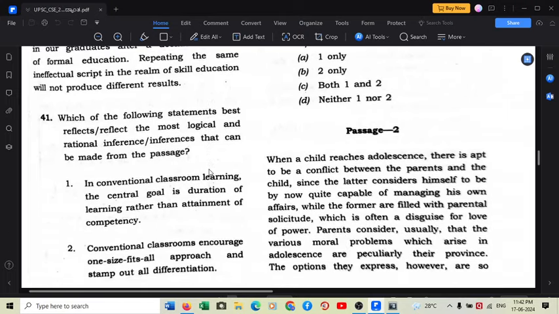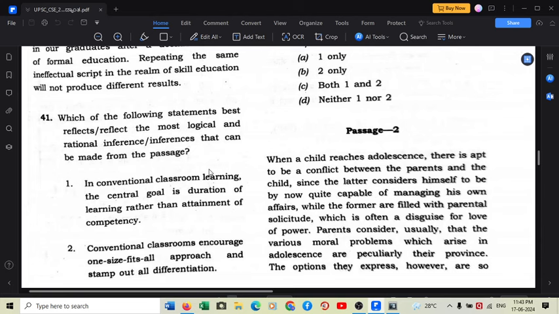Number two, conventional classrooms encourage a one size fits all approach and stamp out all differentiation. So that is a correct thing. That is what the author is talking about, that only one style of teaching, which is focusing on duration of the class, is not very good for the Indian education system. Conventional classrooms encourage a one size fits all approach and stamp out all differentiation.